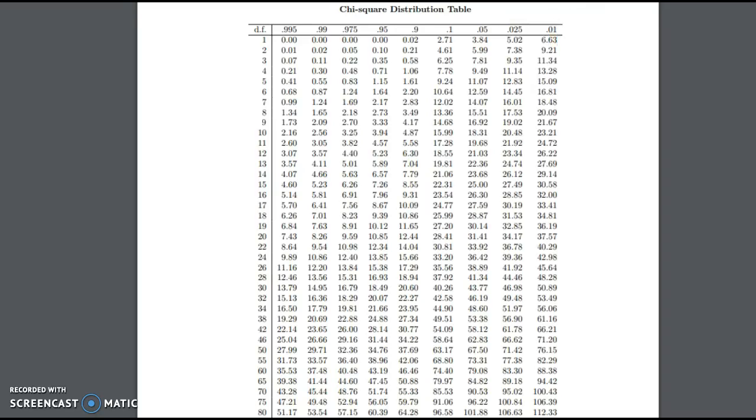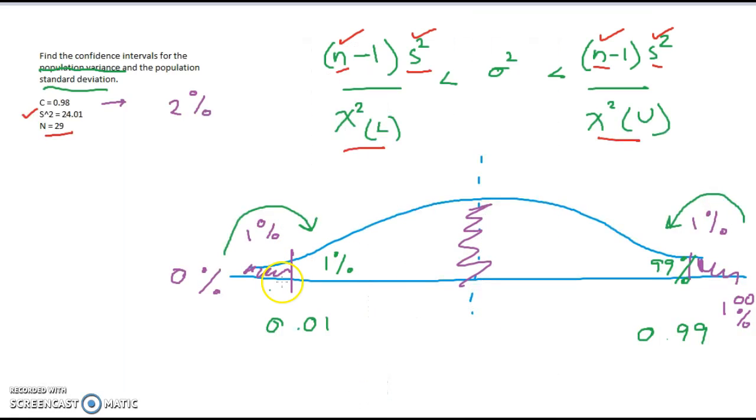Okay, let's double check what it is that we needed to find. Our n is 29, so our n-1, or degrees of freedom, is 29 minus 1, which is 28, and 28 needs to match with 0.01 and 0.99. So let's look at what that would be.